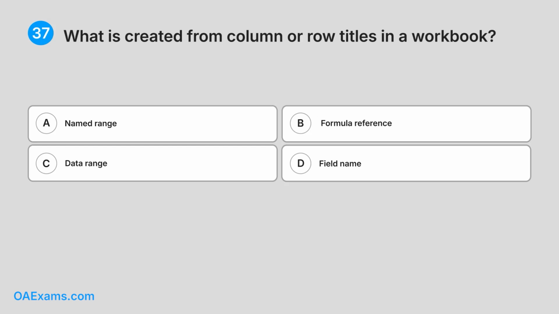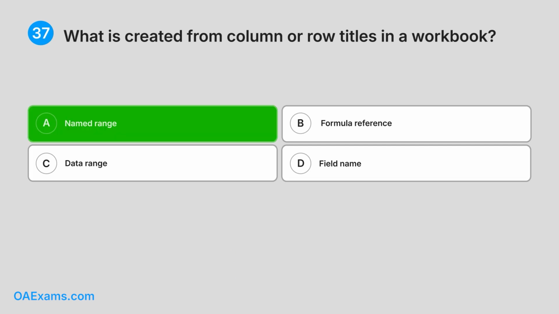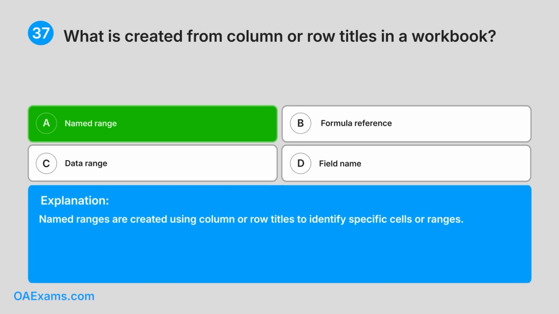37. What is created from column or row titles in a workbook? A. Named range. B. Formula reference. C. Data range. D. Field name. Can you guess the answer? Correct. Answer A. Named range. Explanation. Named ranges are created using column or row titles to identify specific cells or ranges.